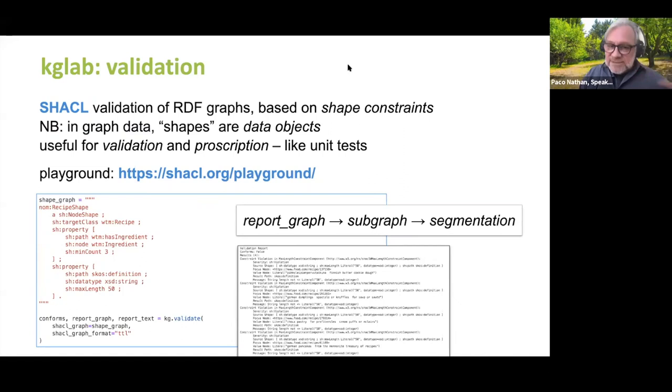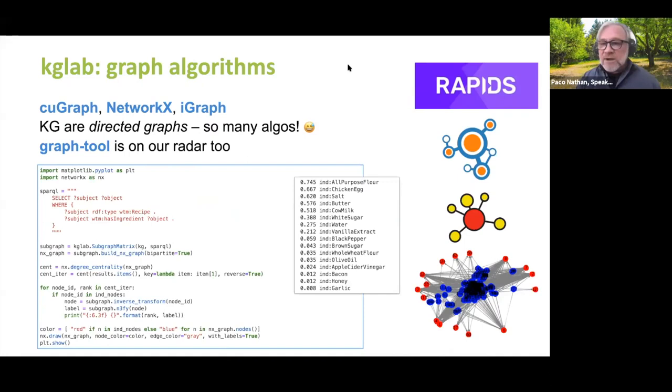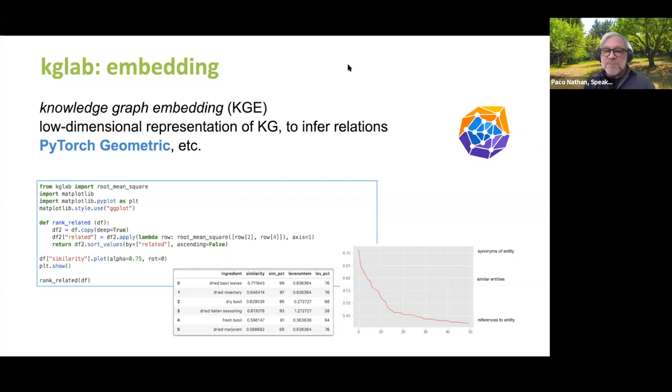And then there's a wide range of graph algorithms. I love using cuGraph from NVIDIA, also NetworkX and iGraph. There's a lot of different work going on in this space. And of course, the big news is graph neural networks and leveraging embeddings. We've got some tutorials that show how to do all these kinds of stages. We've got a progressive example that we're using, with data from food.com out of a Kaggle data set.